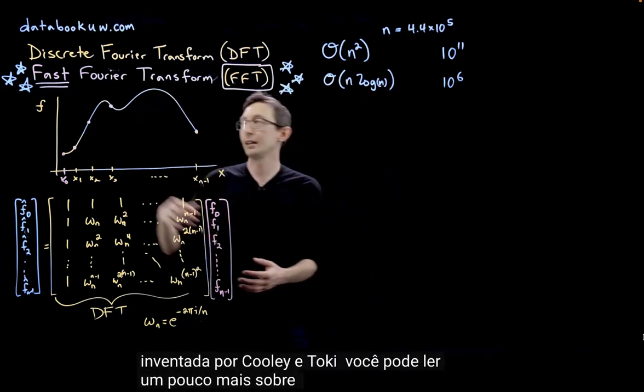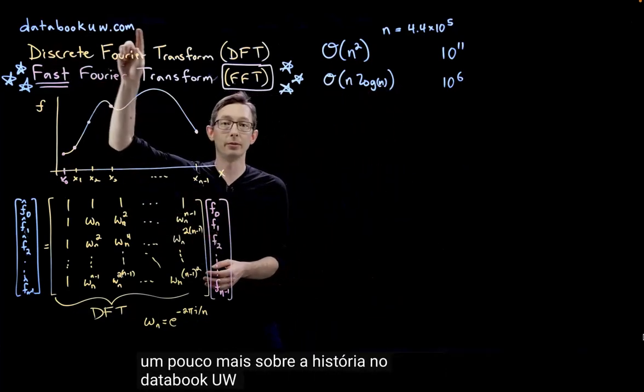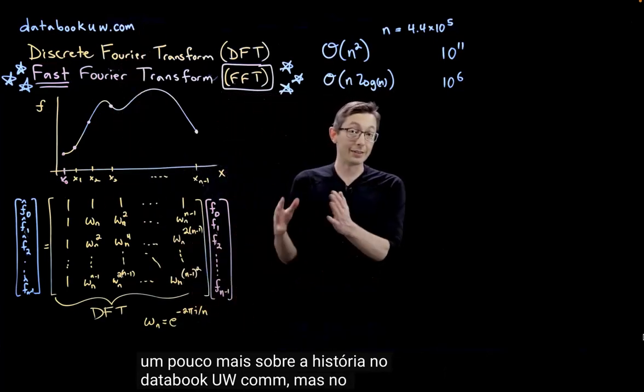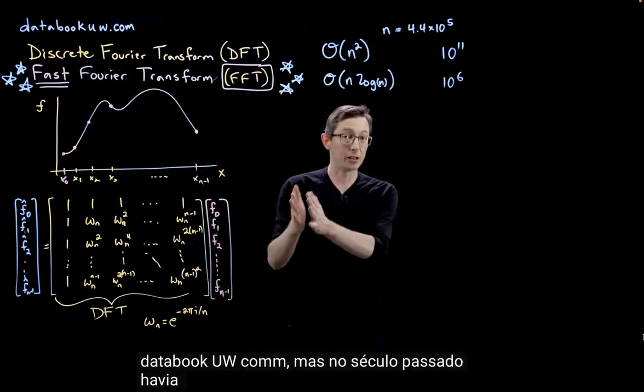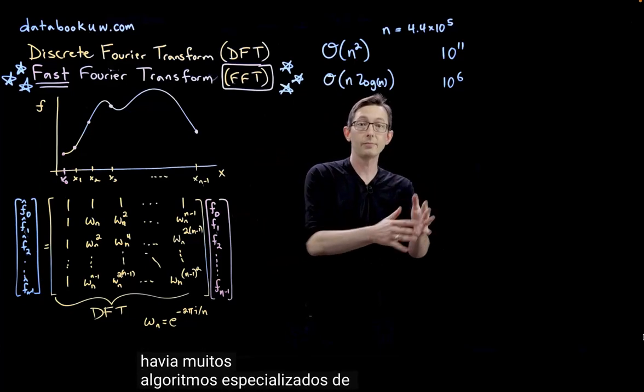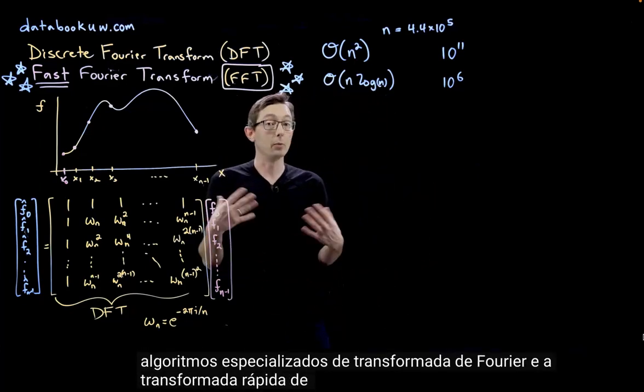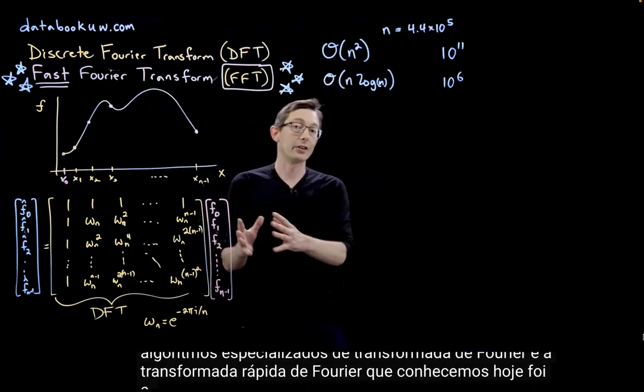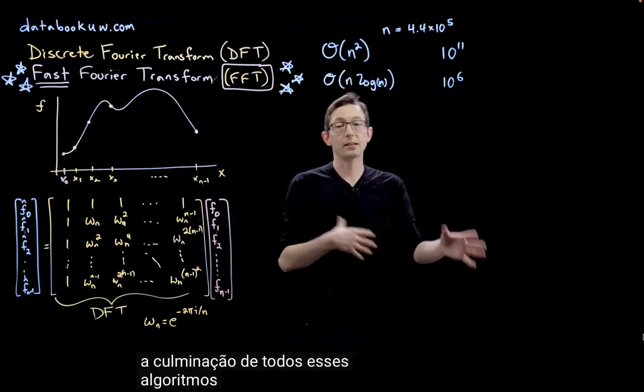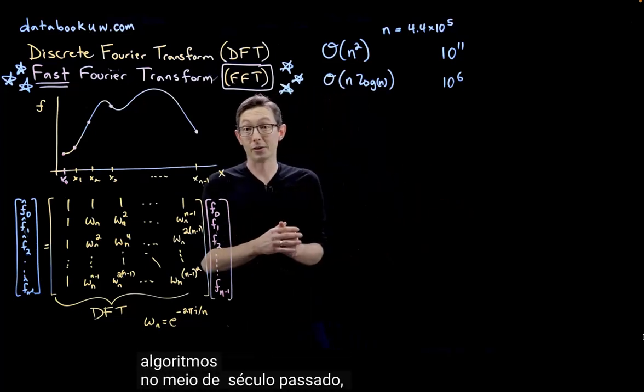You can read a little bit more about the history in databook.uw.com. But in the last century, there were lots of specialized Fourier transform algorithms, and the fast Fourier transform that we know today was kind of the culmination of all of those algorithms in the middle of last century.